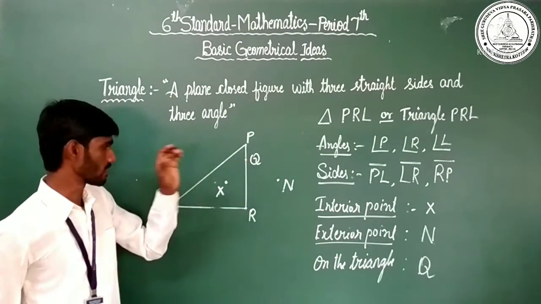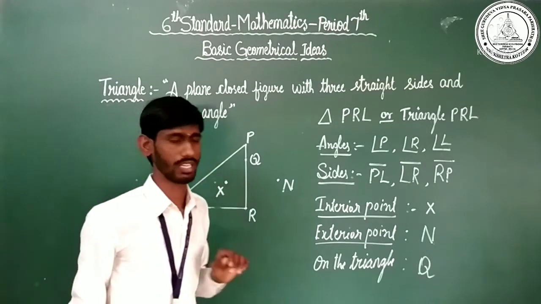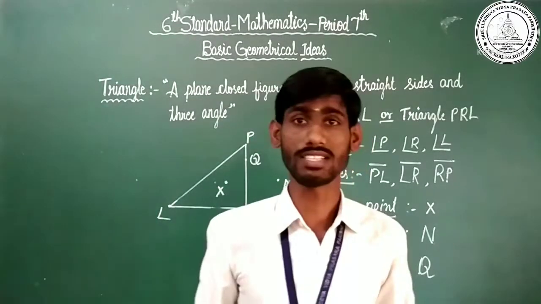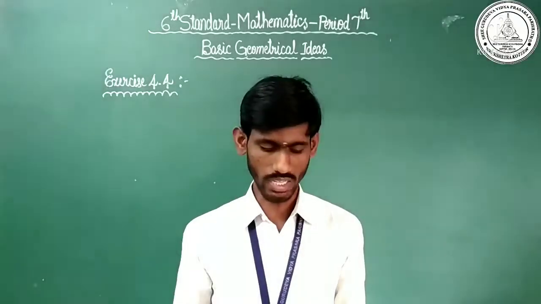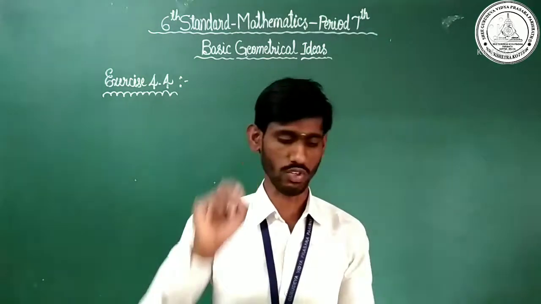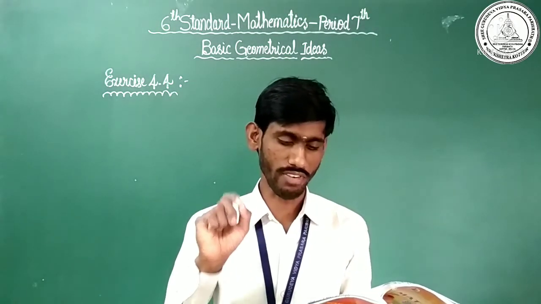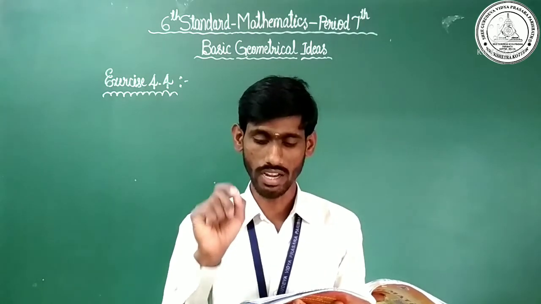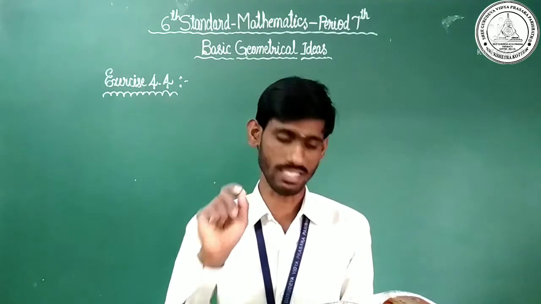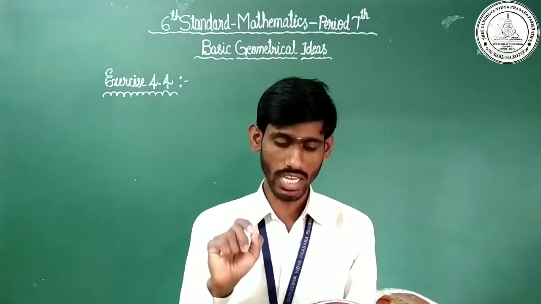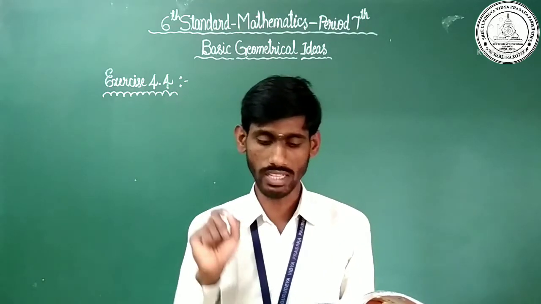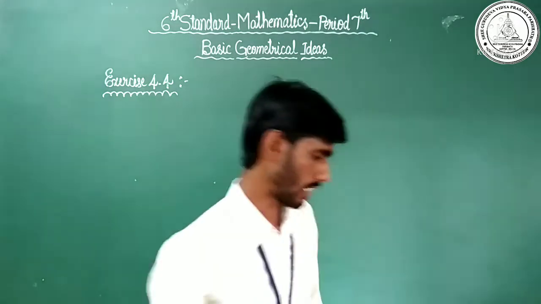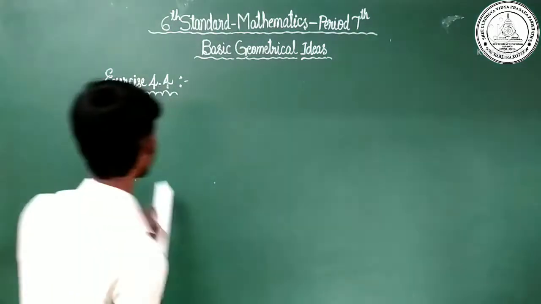Okay, dear children, this is the basic information about triangles. Let us move to exercise 4.4, page number 81, first question. Draw a rough sketch of a triangle ABC. Mark a point P in its interior and a point Q in its exterior. Is the point A in its exterior or in its interior? Let us draw a rough sketch.